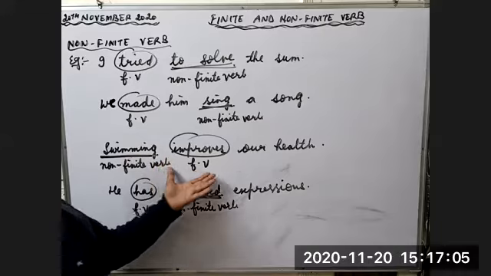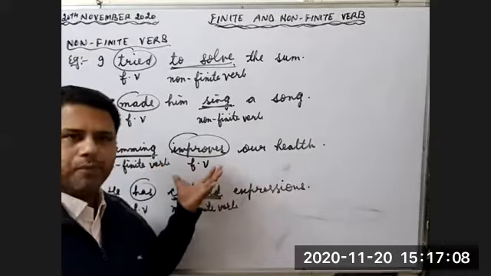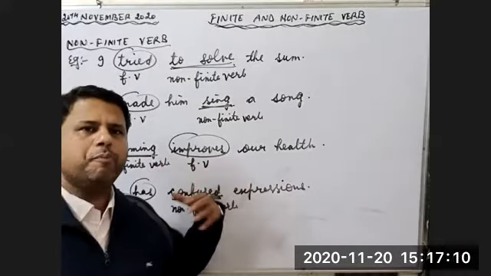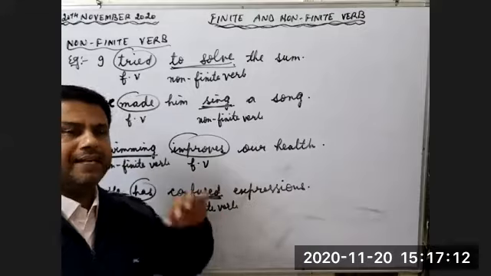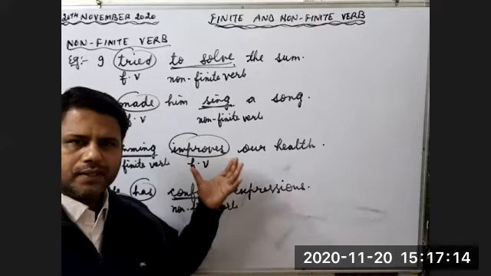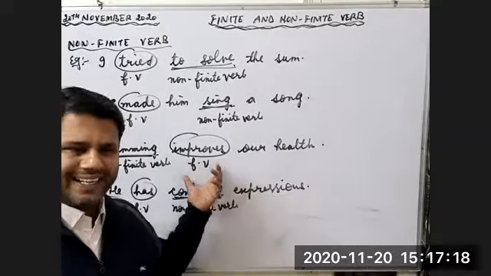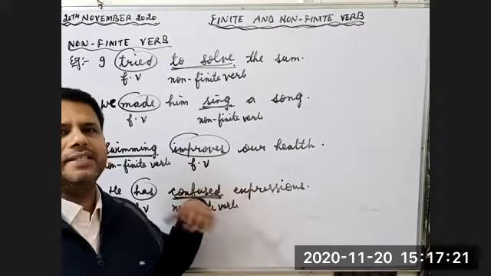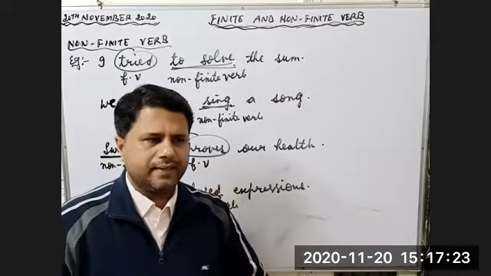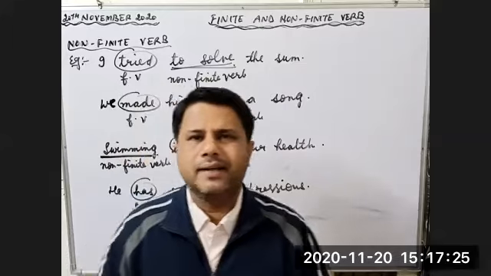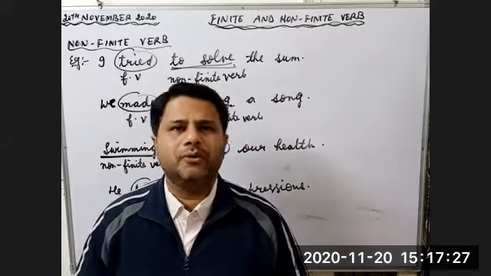Which is the finite verb here? Improves. From improves, we come to know we are talking about present time, present tense. Improves, improved, or improving, it is acting as a verb. It can change with the change in the subject. If you have plural subject, then improves will change into improve.